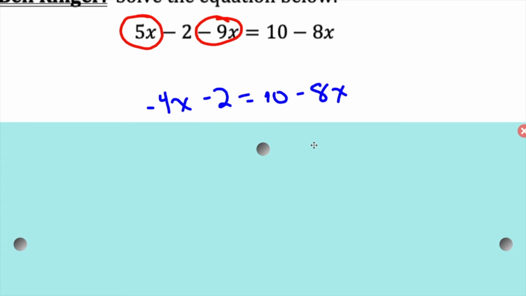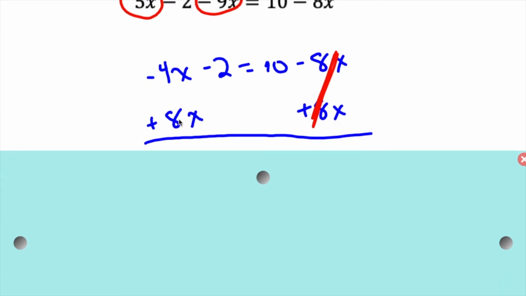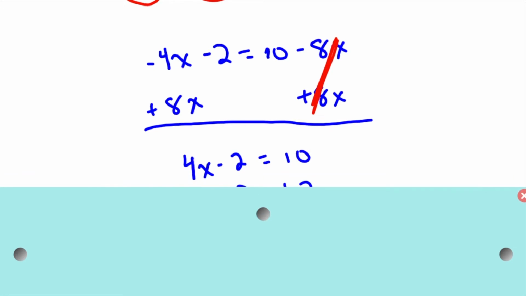The next step that we do is move a variable. It doesn't matter which one you move. I suggest that you move the variable to the left, but it doesn't matter. You can move whichever one you want. So if I'm trying to move this minus 8x, the negative 8x, I have to do the opposite, and I have to add. So I'm going to add 8x to both sides. All right, negative 8x plus 8x is 0. They cancel out. And over here, negative 4x plus 8x gives me a positive 4x. Bring down the minus 2 equals 10.